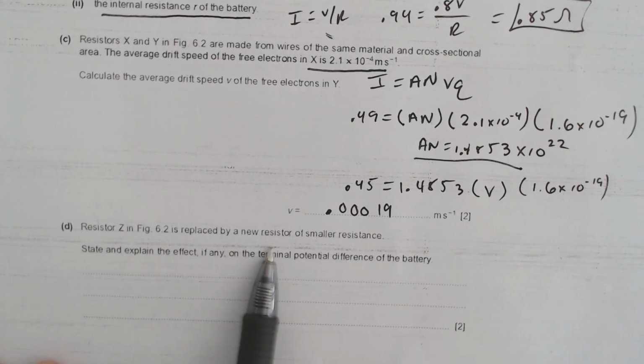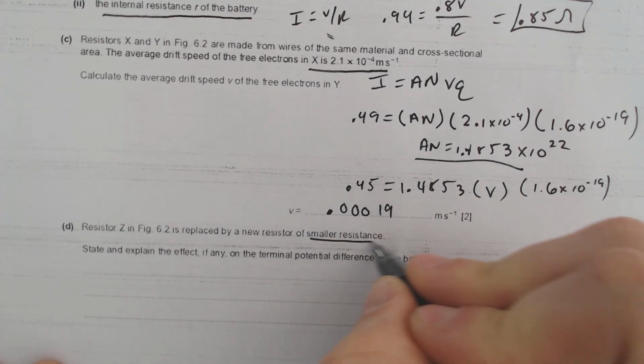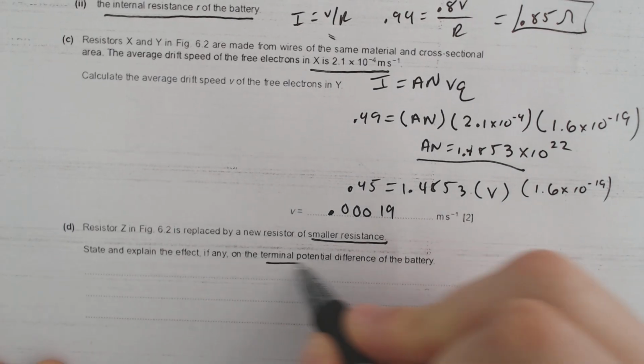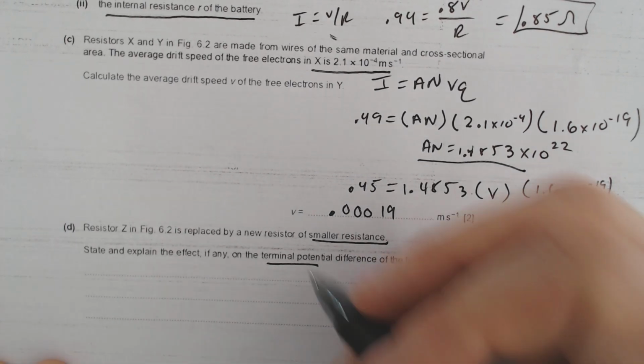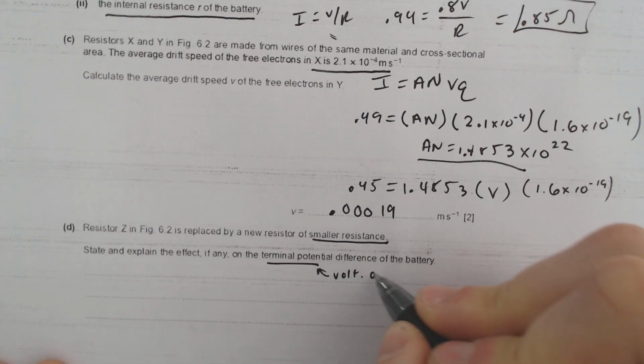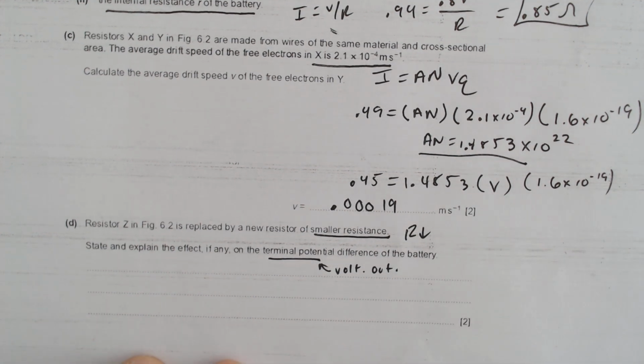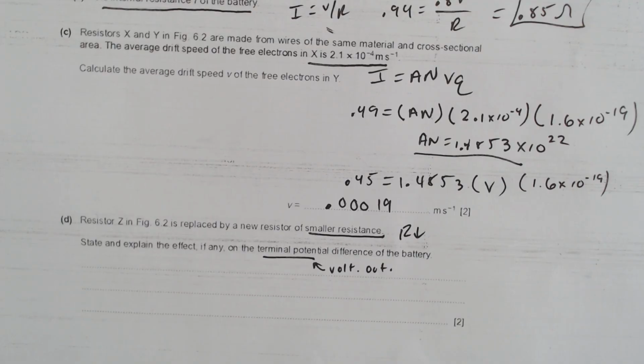Resistor Z in the circuit is now replaced with one with a smaller resistance. State and explain the effect, if any, on the terminal potential difference. So that would be the voltage on the outside as the terminal difference of the battery. So we replaced it with a new smaller resistance. If you replace anything with a smaller resistance, the resistance is going to go down. Unless you added a new resistor in parallel, that'll be the only time that it won't mimic what you would think. So if you add a resistor in parallel, add a resistor, resistance goes down. But if you just change it to something that's smaller, resistance goes down as well.